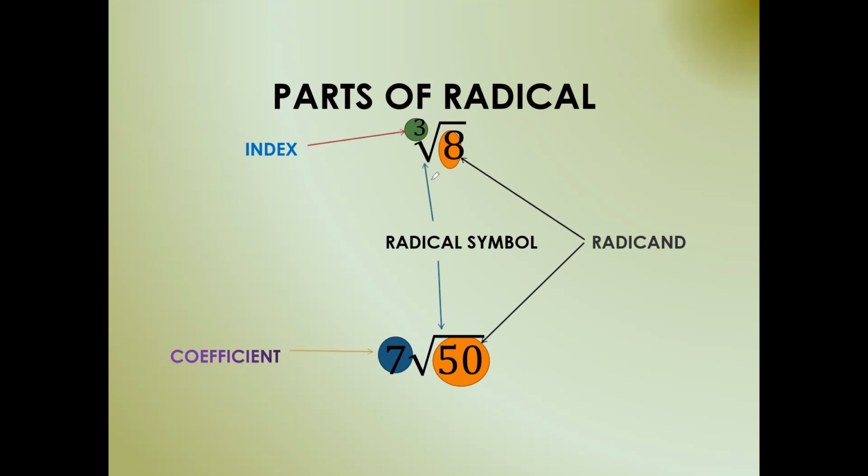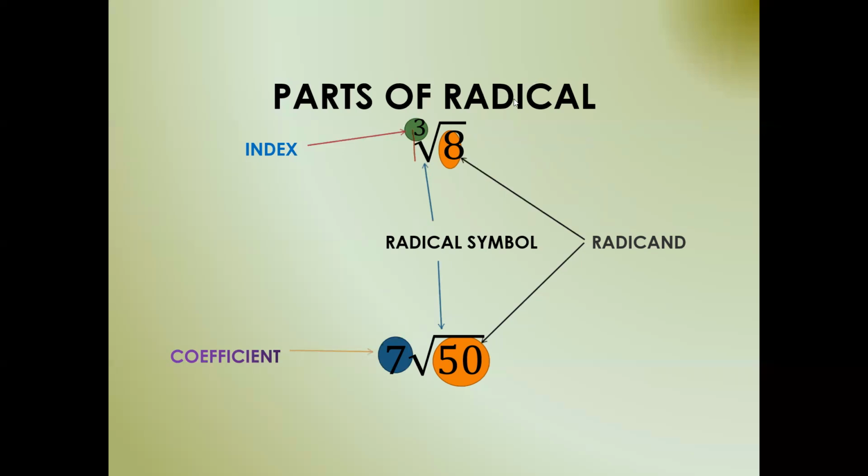Now the number inside the radical symbol is what we call the radicand. Itong 8 at saka yung 50. At yung number naman outside of the radical symbol is what we call the coefficient, like this 7. At some point, there are given radicals where no coefficient is visible to the human eye, ibig sabihin, may 1 yan na nakalagay dyan. Kapag walang nakalagay na number, automatically may 1 yan.